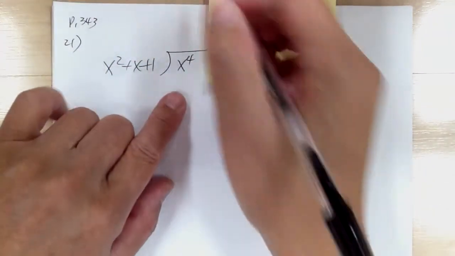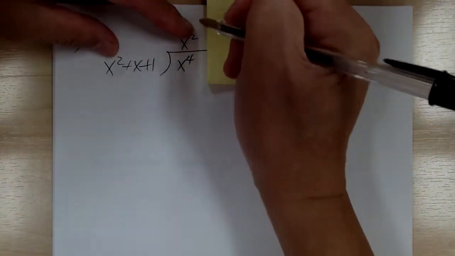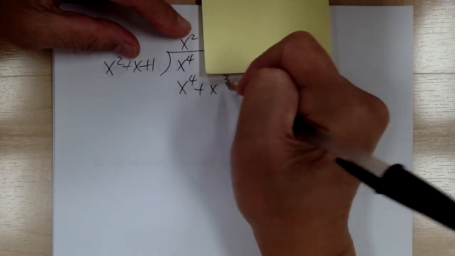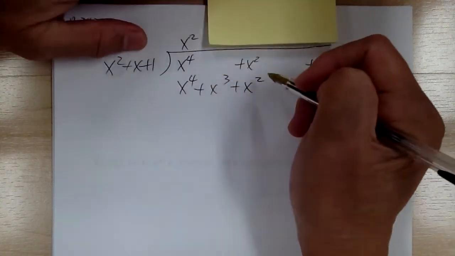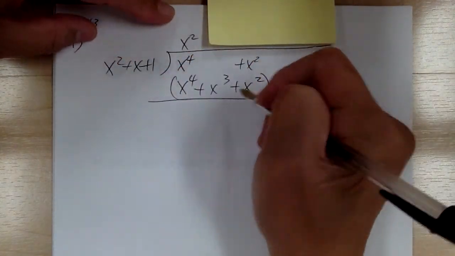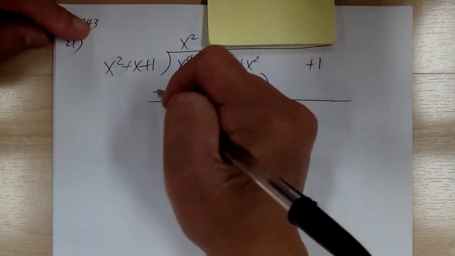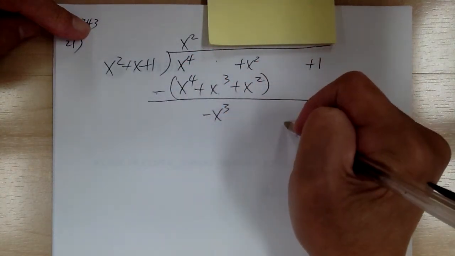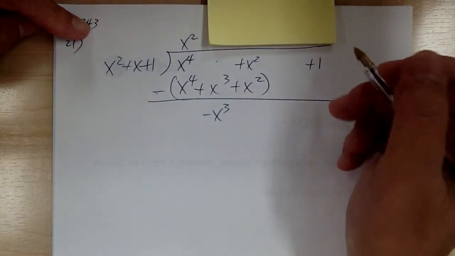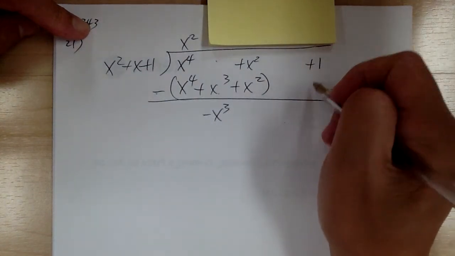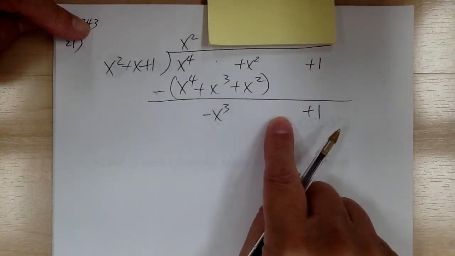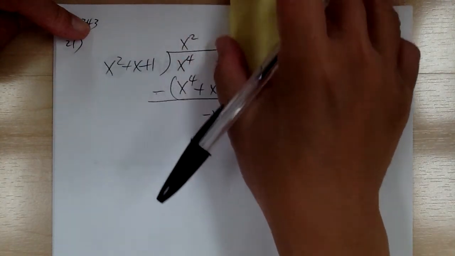Okay, so over here you need to have an x squared. So you multiply, and you're going to get x to the 4 plus x to the 3 plus x to the 2. Draw the line, parentheses, subtract. So 0 minus x cubed will give you a negative x to the 3. Drop the next term. Just to be safe, I'm going to drop the next term already, because I don't know how many terms I need, right? So I'm just going to drop that, follow through.